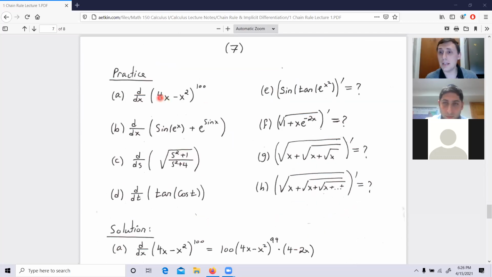Now let's practice taking the derivative. What is the derivative of 4x minus x squared to the power of 100, and be quick.